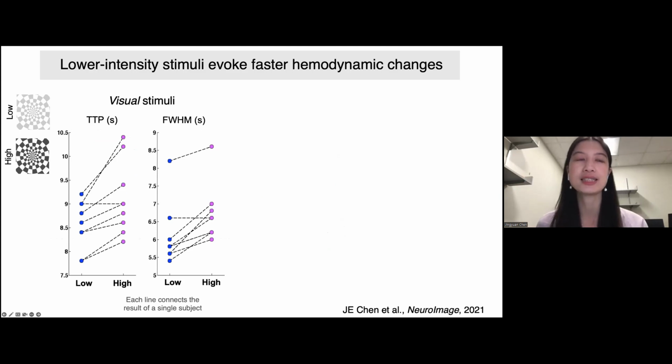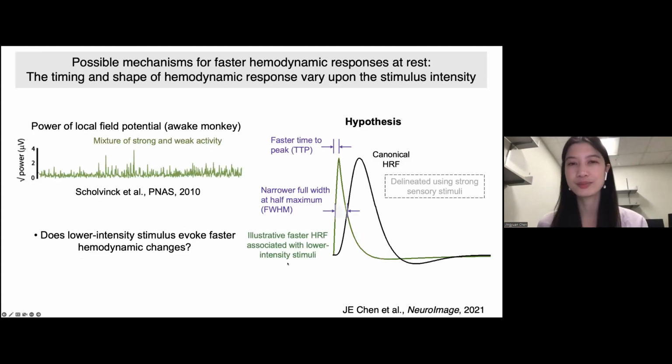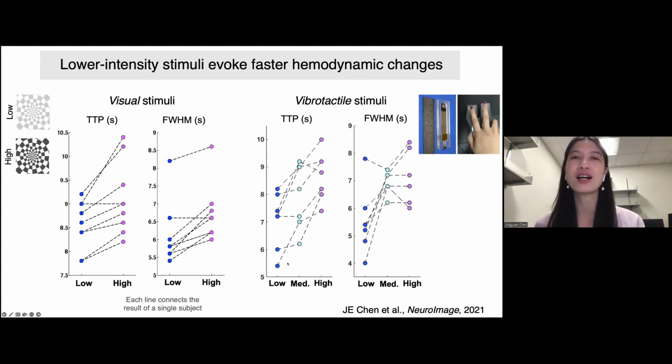First, you can see we use two different visual stimuli at different contrast, and we characterize the response in low intensity and high intensity stimuli. As you can see, the low intensity stimuli evoke hemodynamic responses with faster time to peak, and also narrower full width at half maximum compared to the stronger stimuli. Each dotted line here connects the results of a single subject.